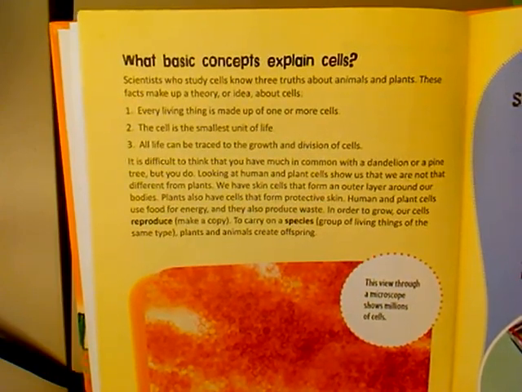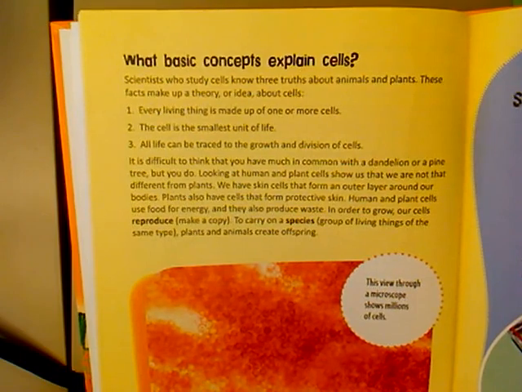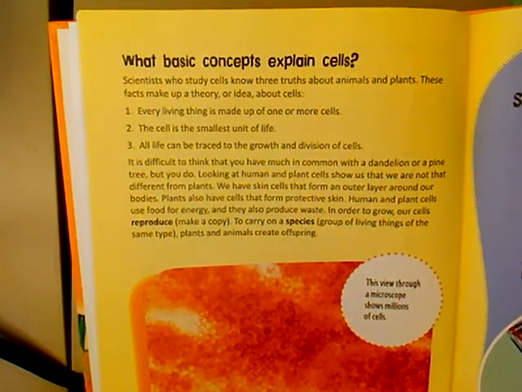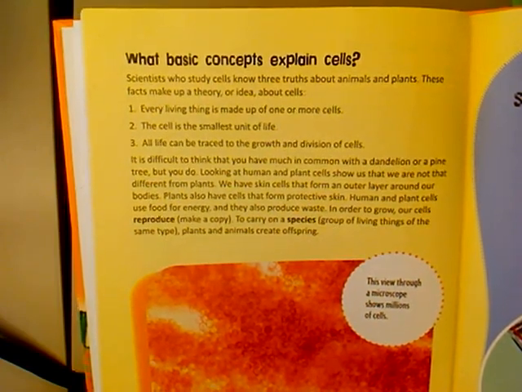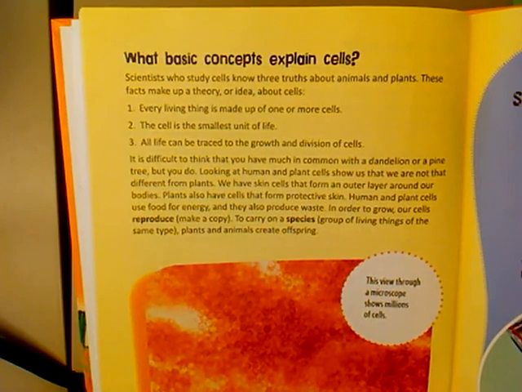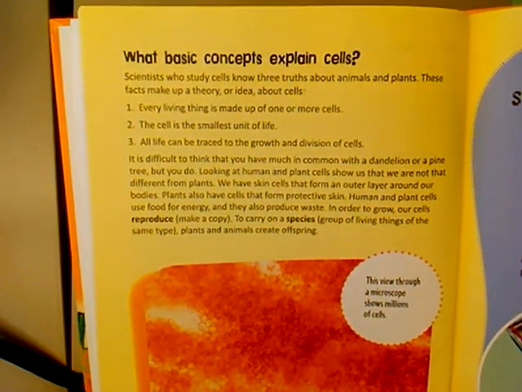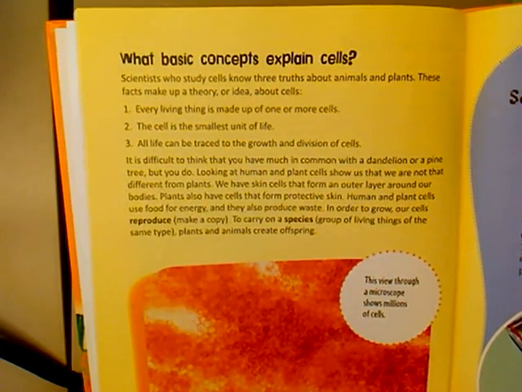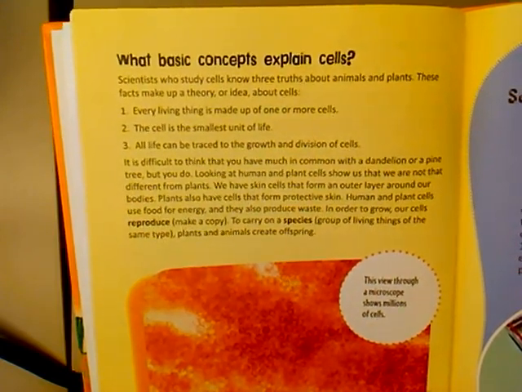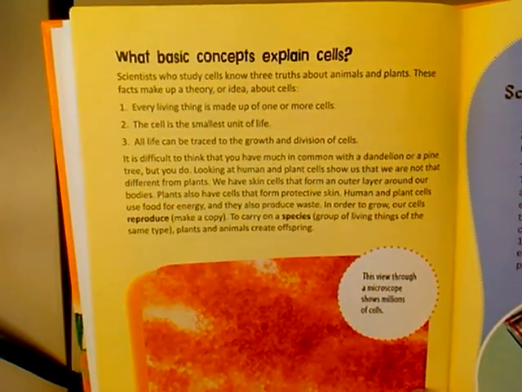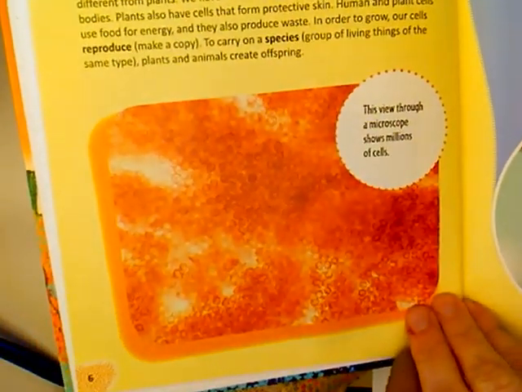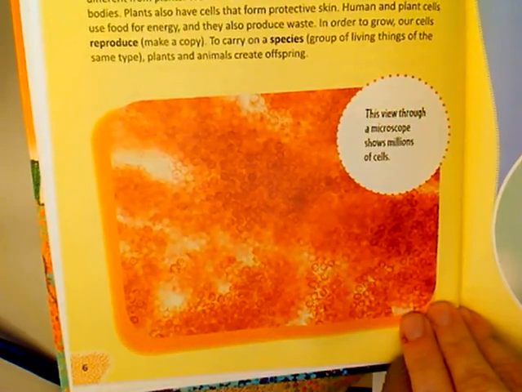We have skin cells that form an outer layer around our bodies. Plants also have cells that form protective skin. Human and plant cells use food for energy, and they also produce waste. In order to grow, our cells reproduce or make a copy. To carry on a species, a group of living things of the same type, plants and animals create offspring. Here's another picture. This is its caption. This view through a microscope shows millions of cells.